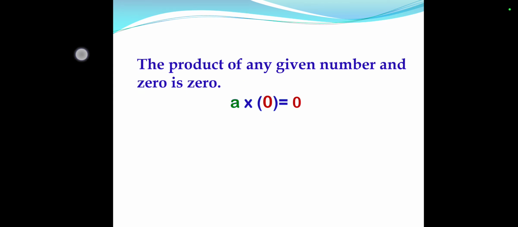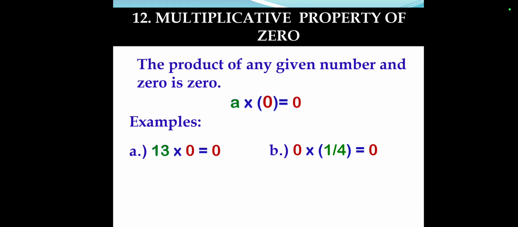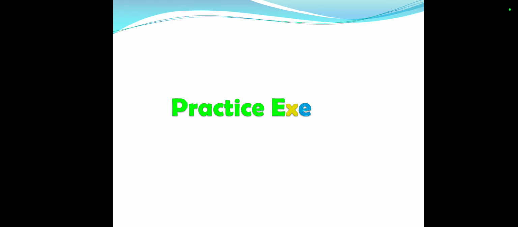And then the last one is the multiplicative property of 0, or we call this one the zero property. So if we multiply 0 by a particular number, the answer is 0. So 0 times 13, it's 0. 0 times 1/4, it's 0. So it's 0 again, class. Anything that we multiply by 0 is 0.